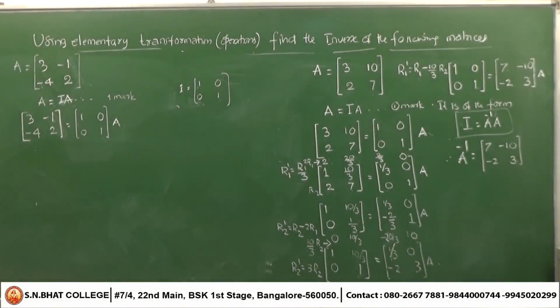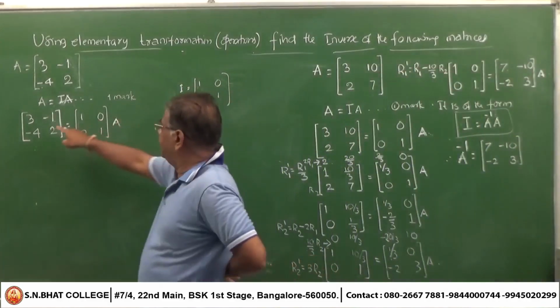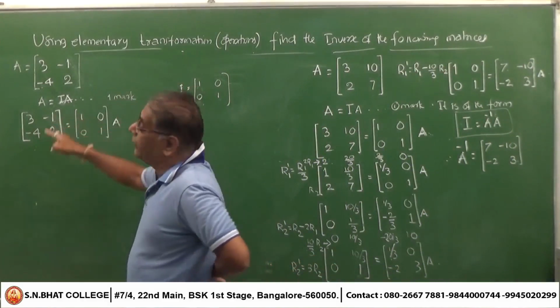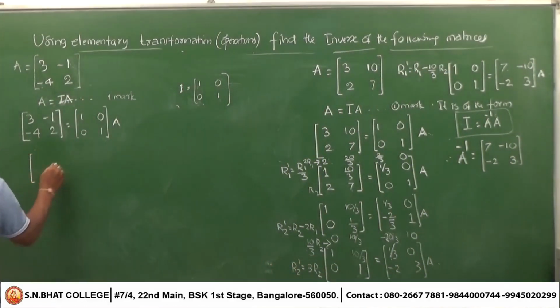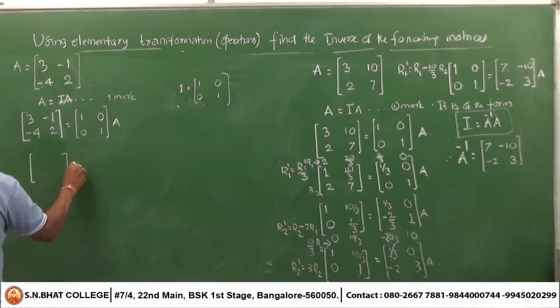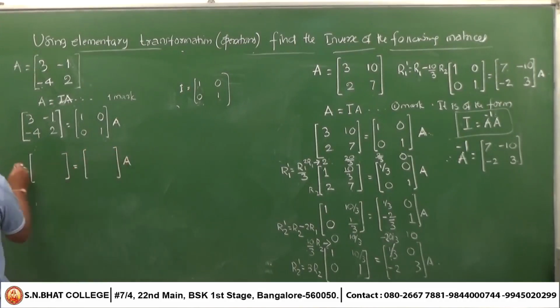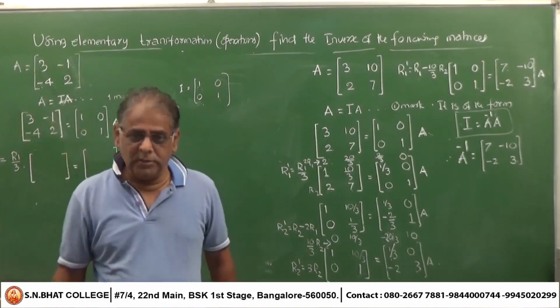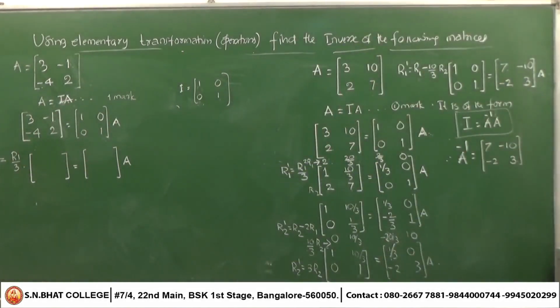First you have to make the first element 3 to be 1. Divide R1 by 3 to make it 1. R1 dash is R1 by 3. The first row operation is R1 dash is R1 by 3.